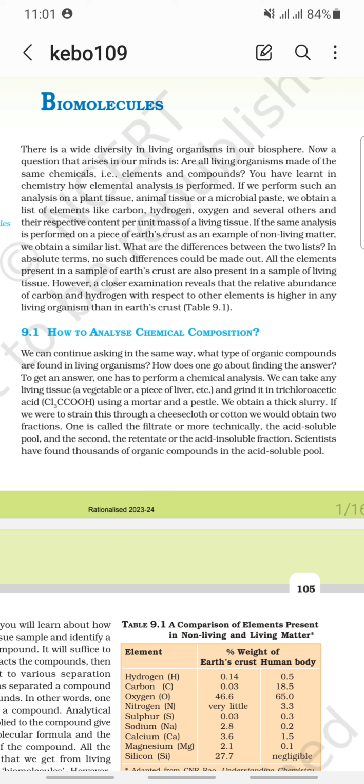obtain a list of elements like carbon, hydrogen, oxygen, and several others, and their respective content per unit mass of a living tissue. If the same analysis is performed on a sample of earth crust as an example of non-living matter, we obtain a similar list. What are the differences between the two lists? In absolute terms, no such differences could be made out. All the elements present in a sample of earth crust are also present in a sample of living tissue. However, a closer examination reveals that the relative abundance of carbon and hydrogen with respect to other elements is higher in any living organism than in earth crust.